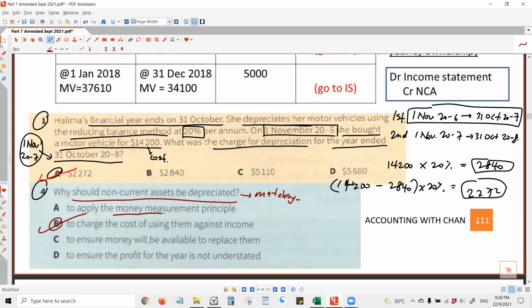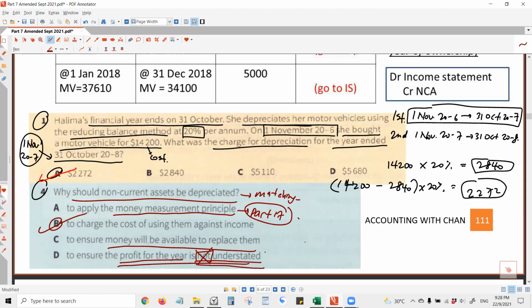And A is something that I've not mentioned before. I will teach you this in part 17, of course not here. C is not relevant. I've never mentioned this. D is about prudence, but this is a wrong description of prudence. We should try to understate for the year. The word "not" here is wrong. They should not have the word "not" here.